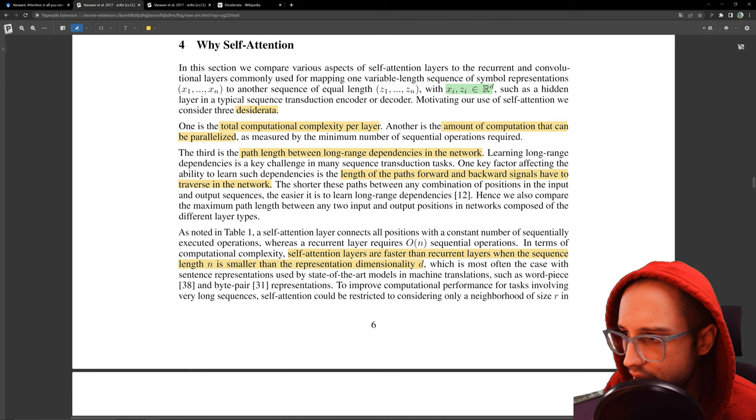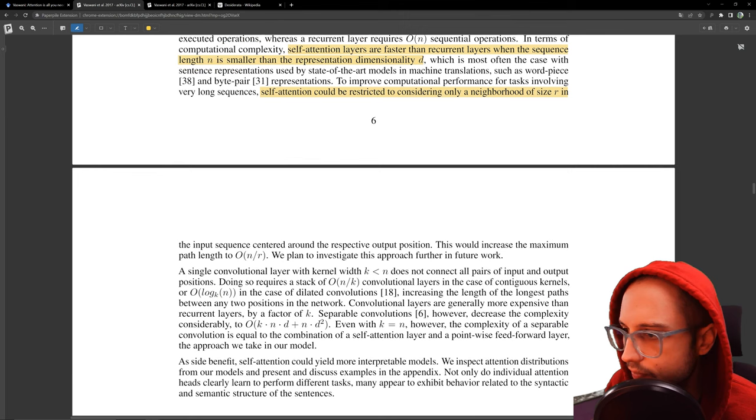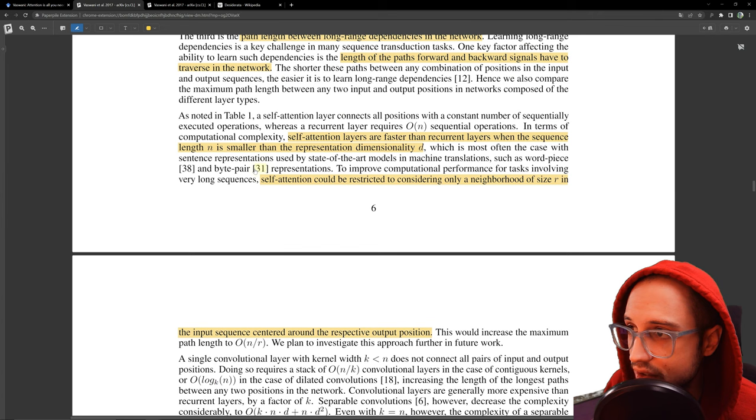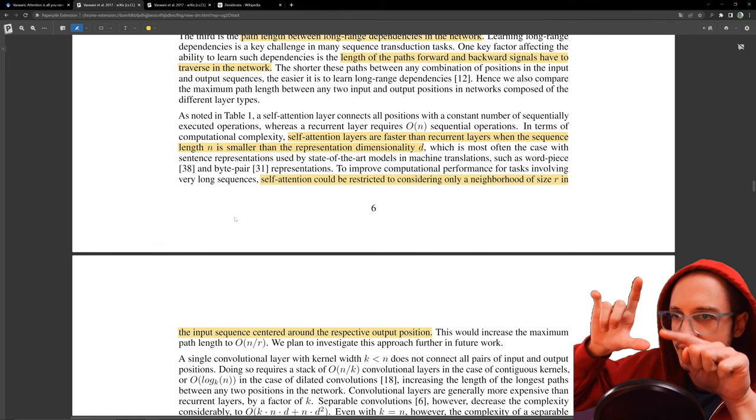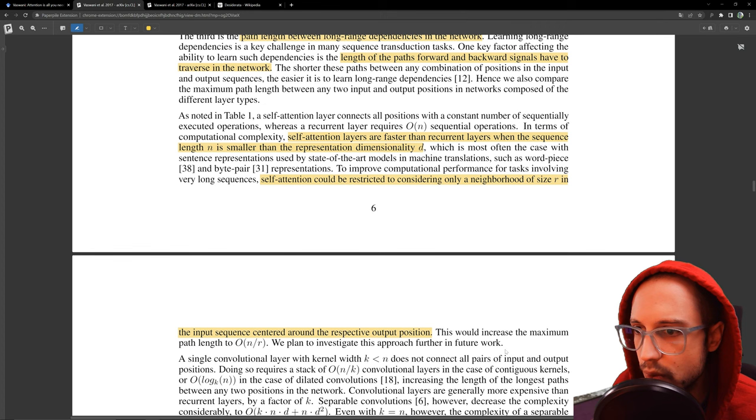Self-attention can be restricted to considering only a neighborhood of size r in the input sequence centered around the respective output position. So they say that rather than every part of the sequence paying attention to every other part of the sequence, we could limit it to only a specific part. So this would be a version of masking as well, right?